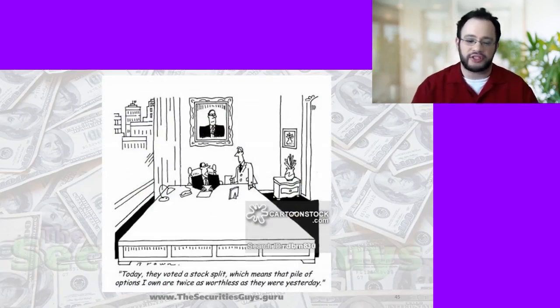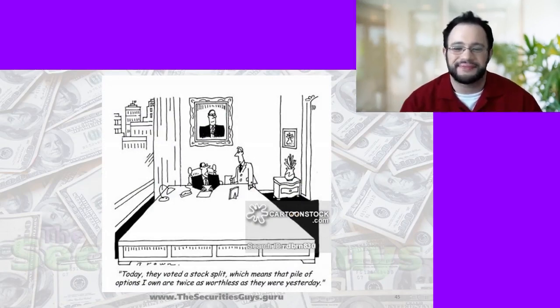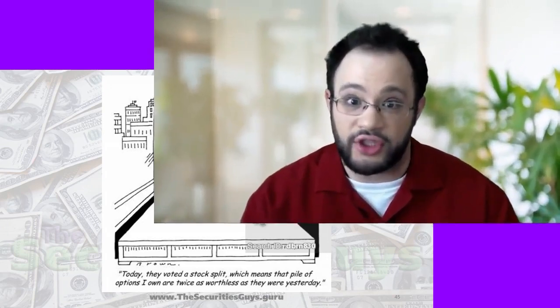Today they voted for a stock split. That means my options that I purchased are now twice as worthless as they were. Always funny.